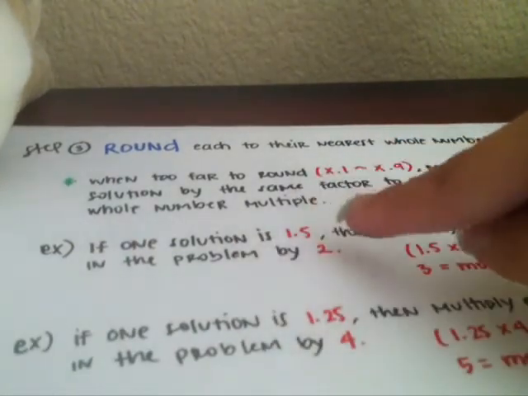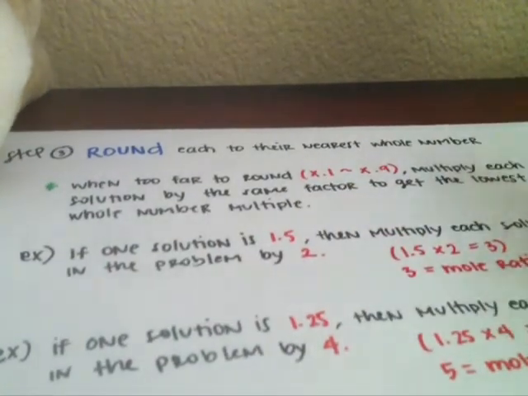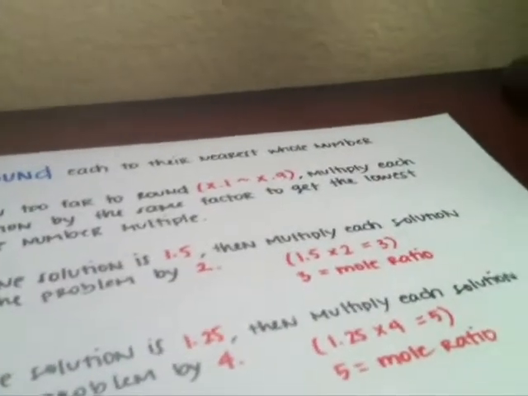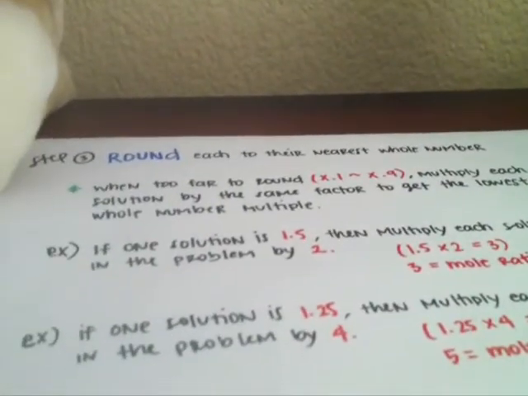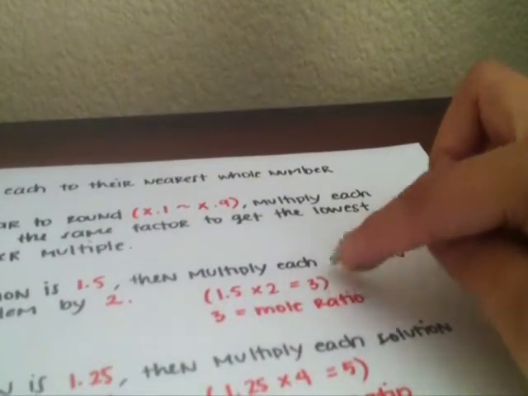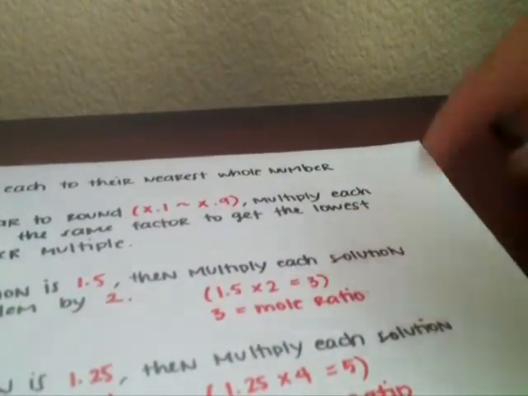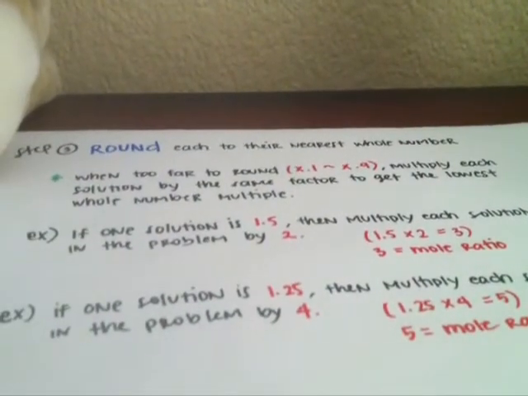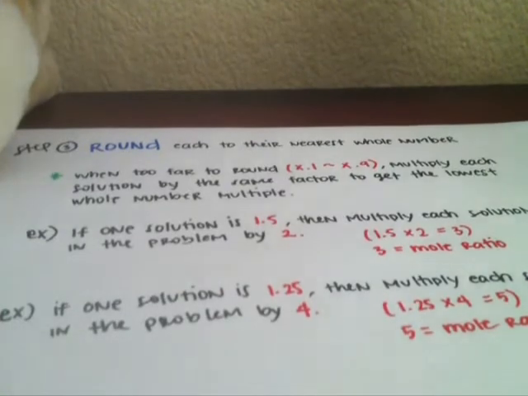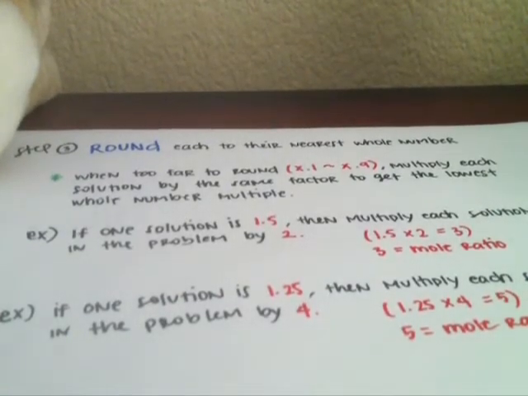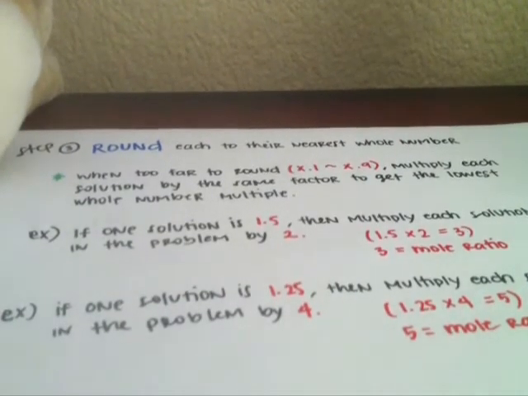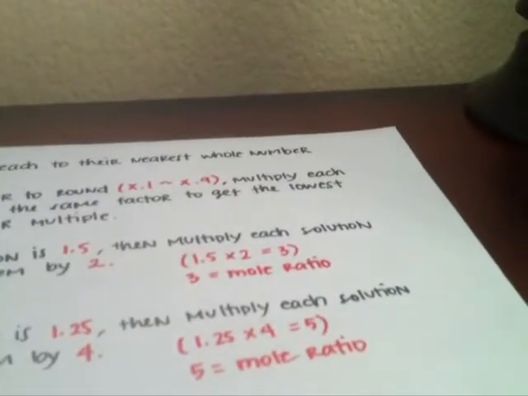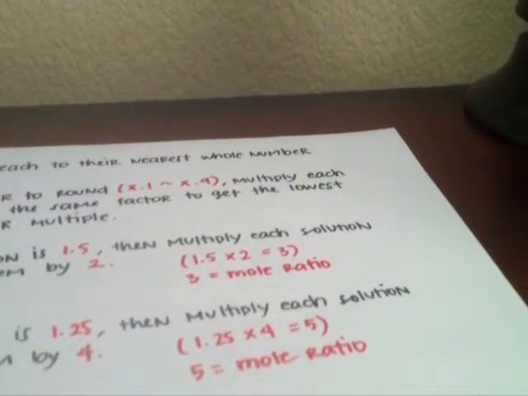So for example, if one solution is 1.5, then you multiply each solution in the problem by 2. And 1.5 times 2 is 3, so 3 will be your mole ratio. And another example is if your solution is 1.25, you multiply each solution in the problem by 4. And 1.25 times 4 equals 5, so 5 will be your mole ratio.